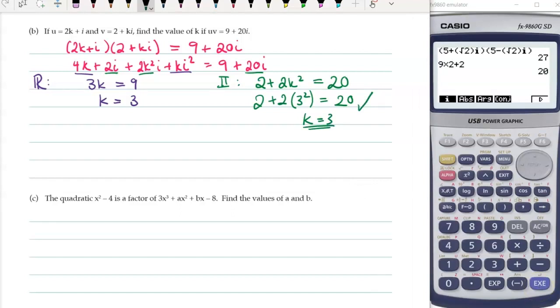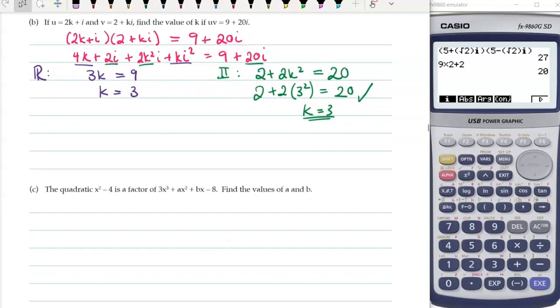Not absolutely necessary to do that check of getting it both ways around, but it does help you in an exam to be able to know that it's working out.